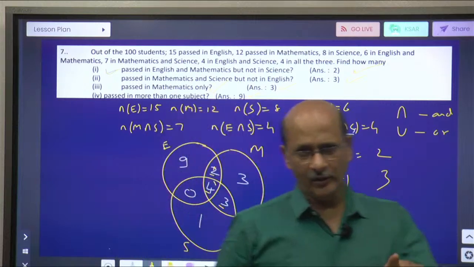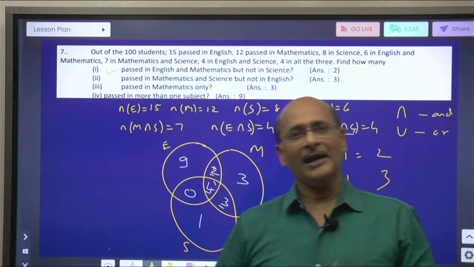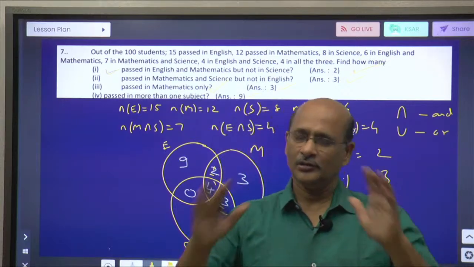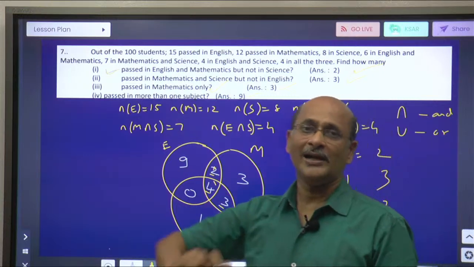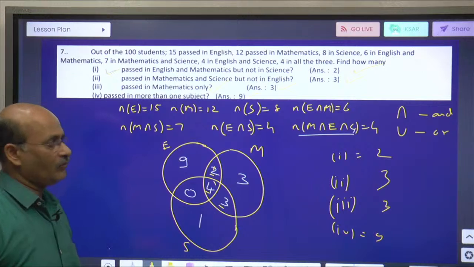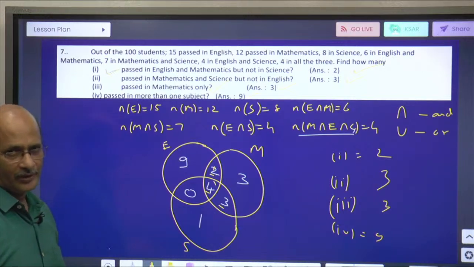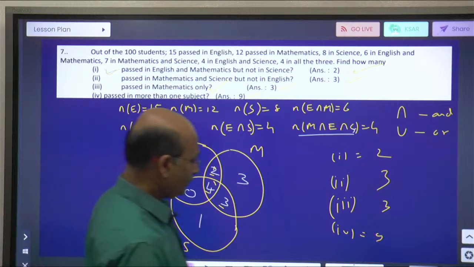So interesting. I again tell you children, whenever you have a word problem in sets, I suggest don't think anything, just draw the Venn diagram and kill the sum. Doing the Venn diagram is 100% easier than working with the formula based sum. Keep that in mind. I hope you got this message clear. Okay? Got the point?